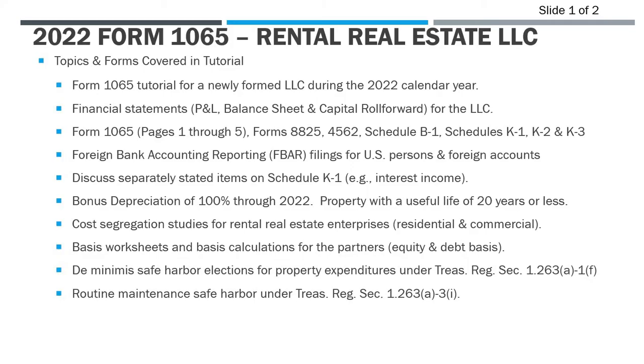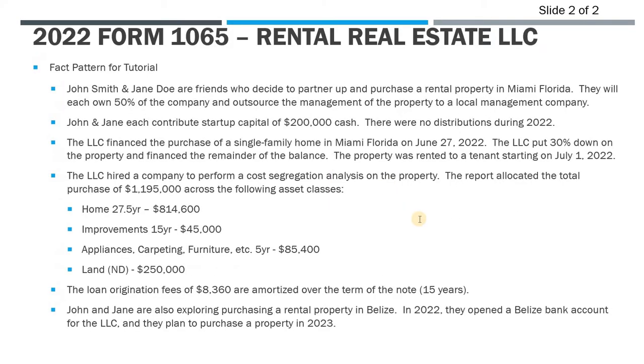Okay, so now let's go look at the fact pattern, and then we'll jump into the financial statements and then the return. So we have John Smith and Jane Doe. They're friends. They decide to partner up, and they want to buy a rental property in Miami. So each of them put in $200,000 in cash, and there's not going to be any distributions during 2022. So we'll see all that on the financial statements.